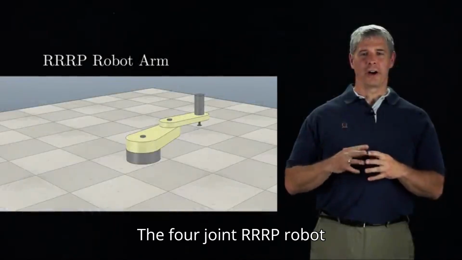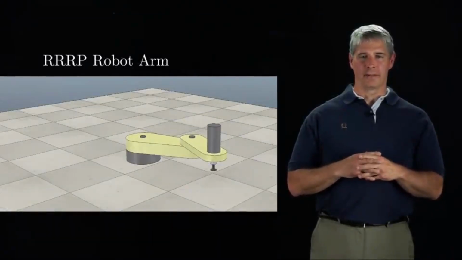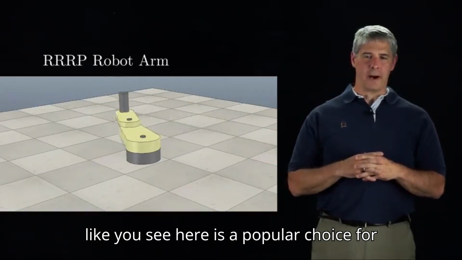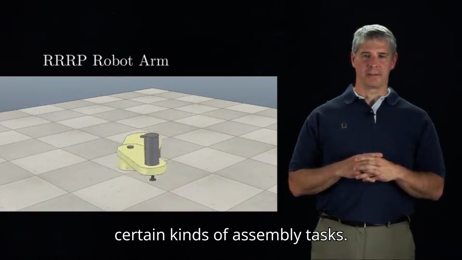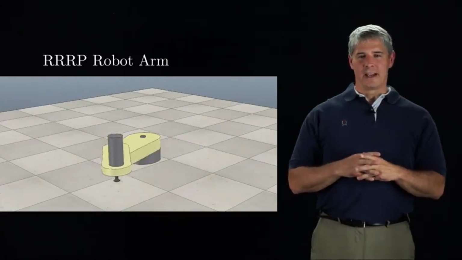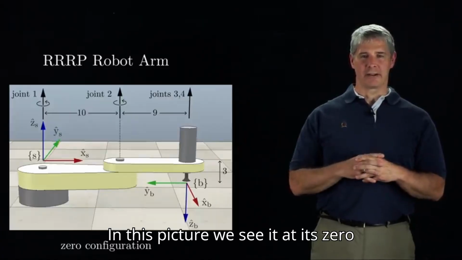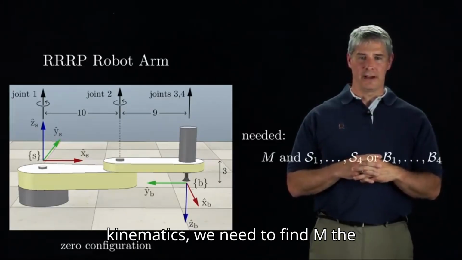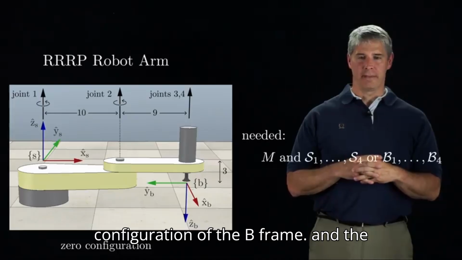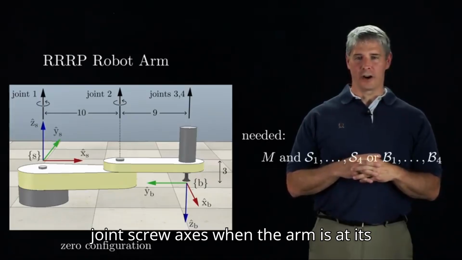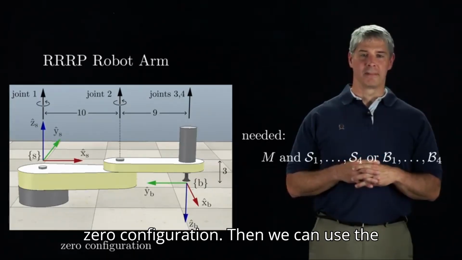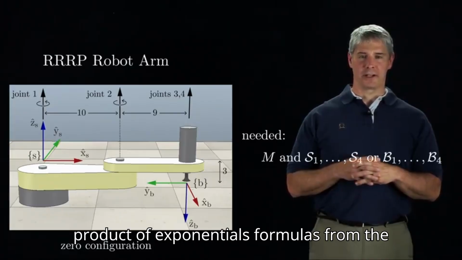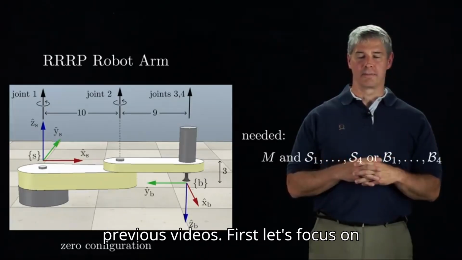The 4-joint RRRP robot, like you see here, is a popular choice for certain kinds of assembly tasks. In this picture, we see it at its 0 configuration. To solve the forward kinematics, we need to find M, the configuration of the B-frame, and the joint screw axes when the arm is at its 0 configuration. Then we can use the product of exponentials formulas from the previous videos.